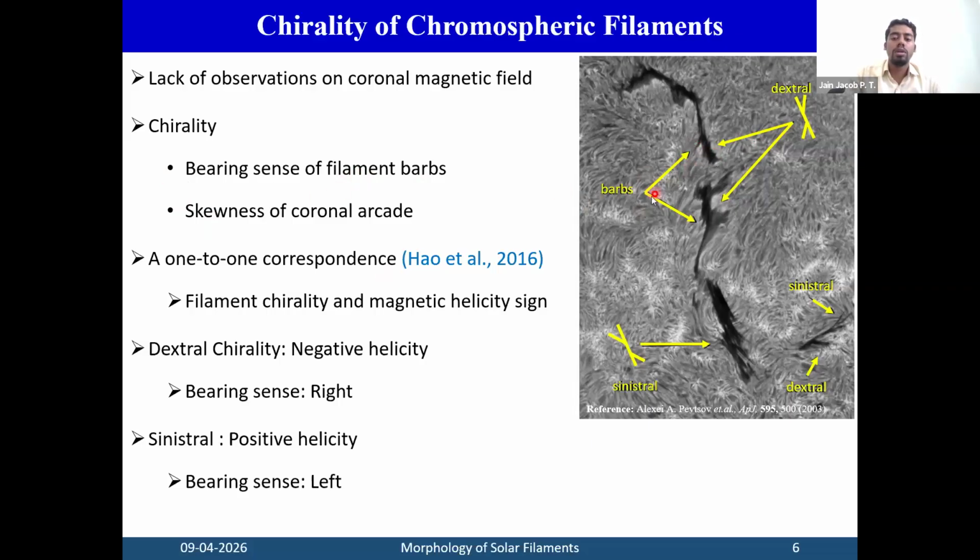As in the figure, you can see the barbs orientation, and it can be classified into dextral filaments with this orientation of the barbs, and sinistral with this orientation of the barbs. So there is a one-to-one correspondence between the filament chirality and the magnetic helicity sign. That means if it has a dextral chirality, it has a right bearing sense of the barbs, and it represents a negative helicity sense. If it has a sinistral chirality, it represents positive helicity, and it will have a left bearing sense in the filament.